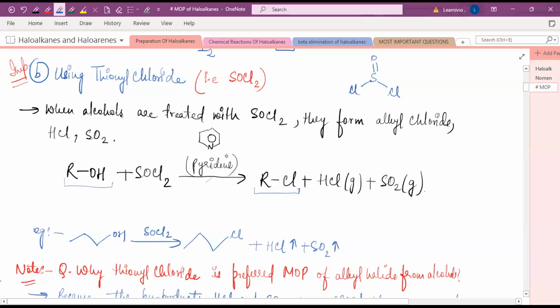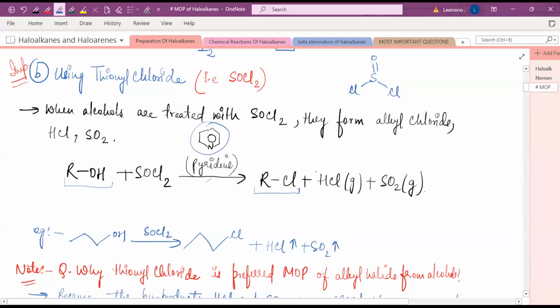See the reaction when the alcohol ROH reacts with SOCl2. Basically this reaction proceeds with pyridine. What do we use in this? Pyridine, which is a base, and this is the structure of pyridine. So in this reaction we use pyridine along with thionyl chloride. When ROH is treated with SOCl2, you will get the corresponding alkyl chloride, RCl.